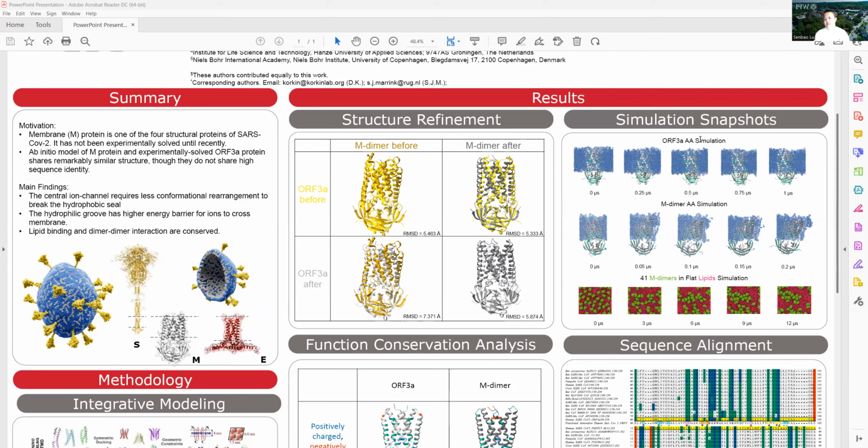These are some of the snapshots of our all-atom simulation. So we have the ORF3a and M-dimer relaxed in the lipid.